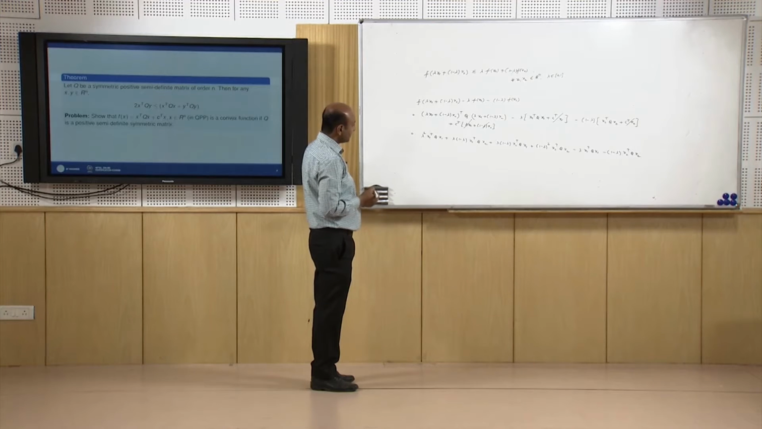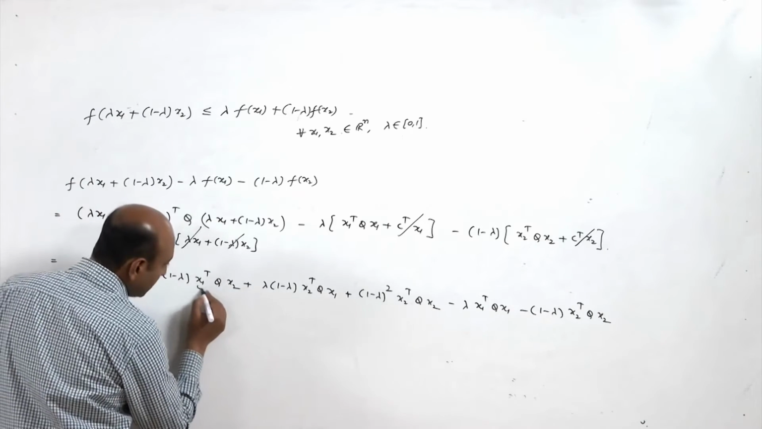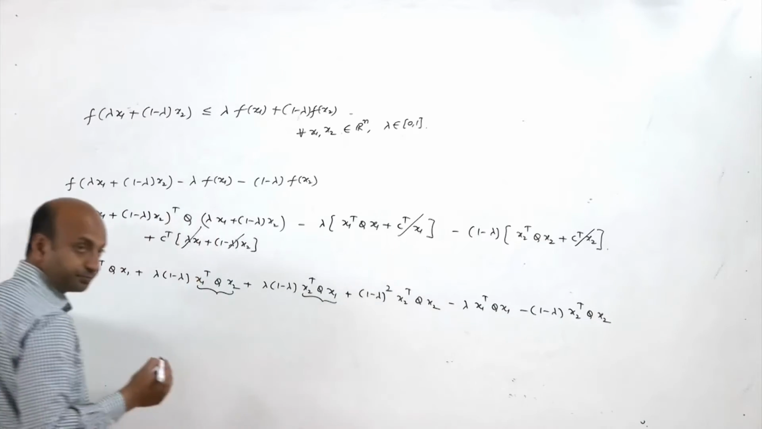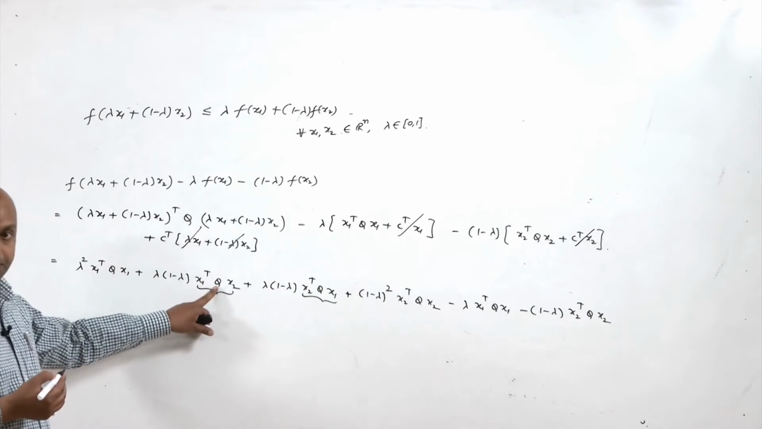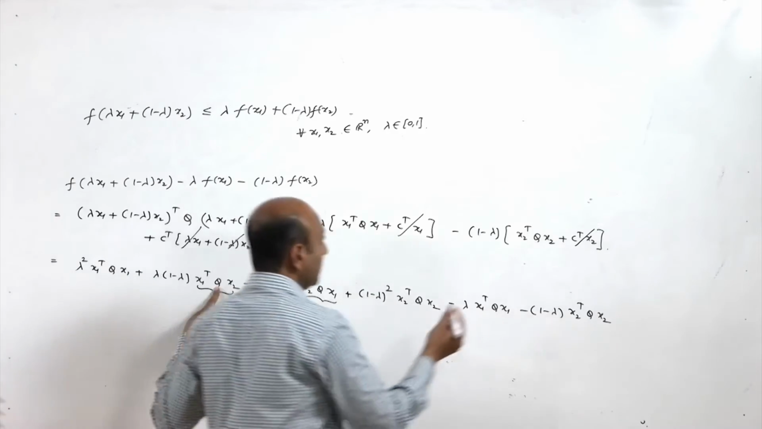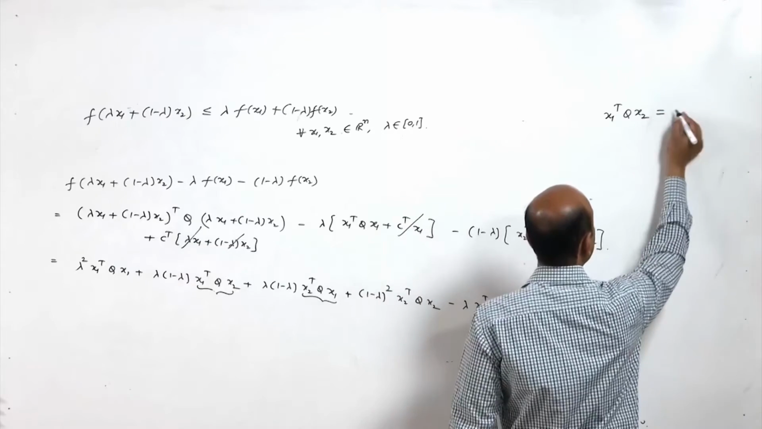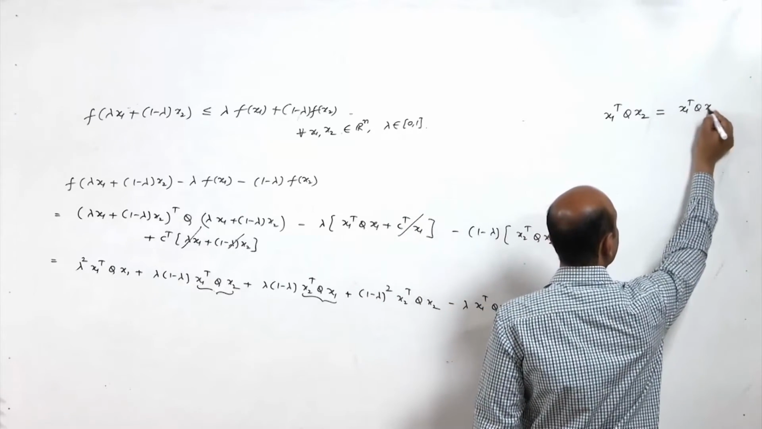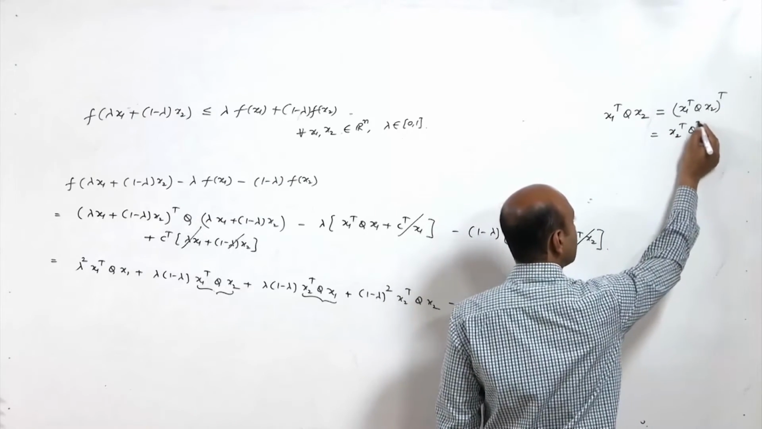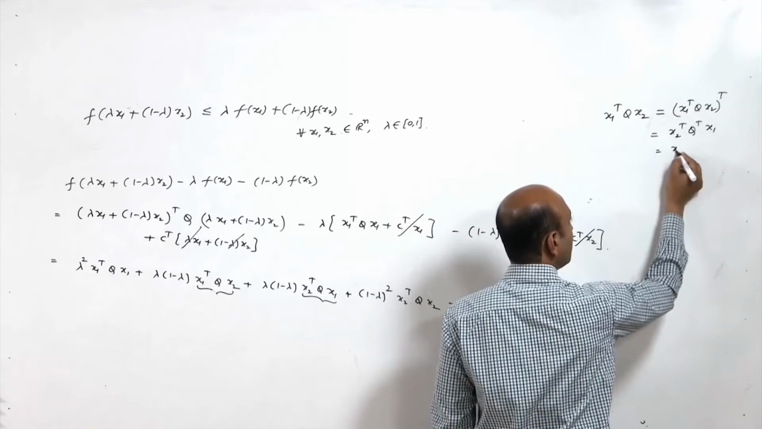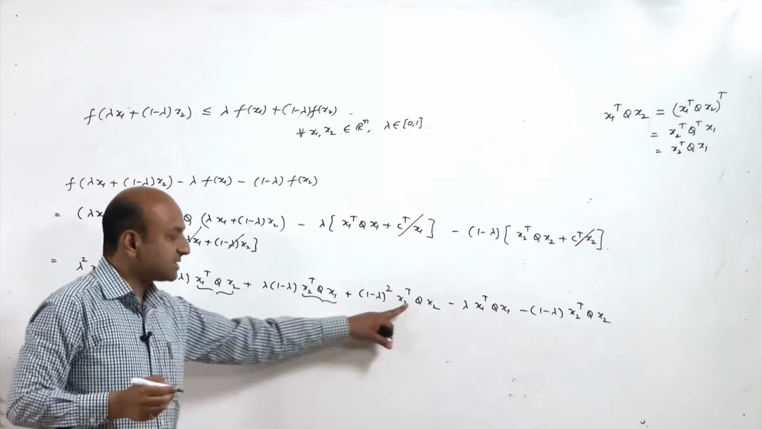Now, let us try to simplify this. These two terms are equal. Why? Because we have already seen that it is a scalar. x1 transpose Q x2 is a scalar quantity. So, it will be equal to its transpose, which is x2 transpose Q transpose x1, and Q transpose will be Q because it is a symmetric matrix. So, both are equal. This term and this term are equal.